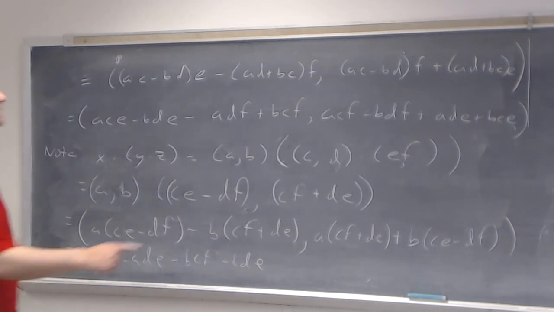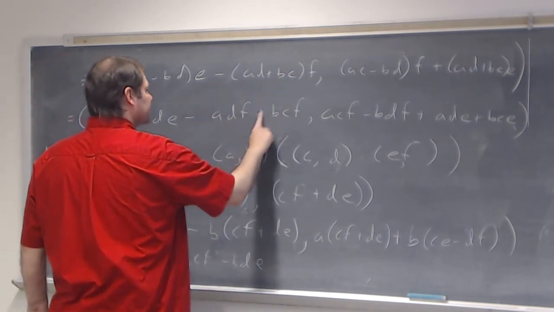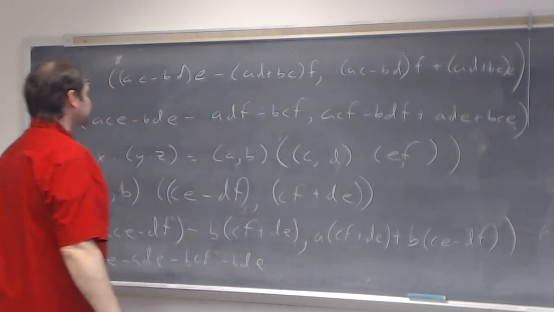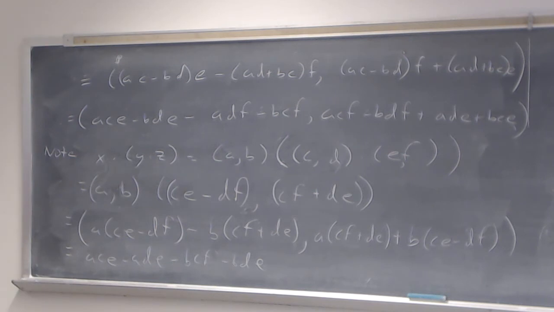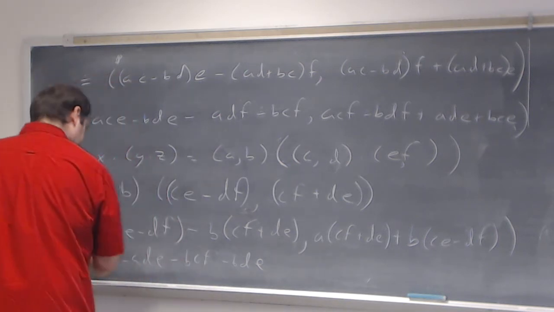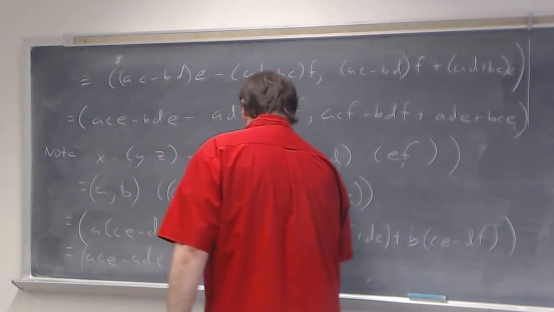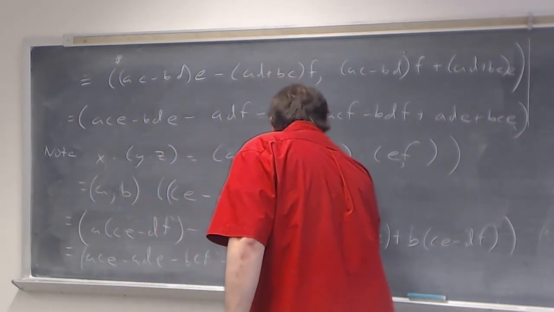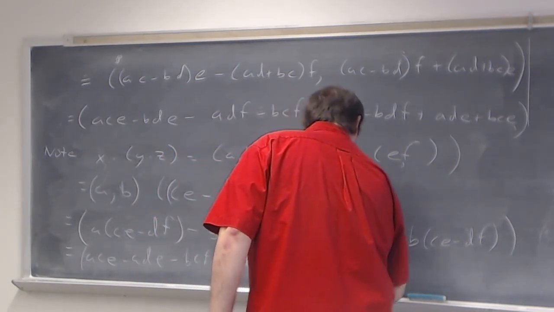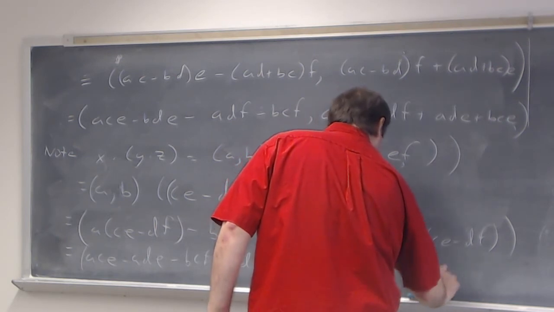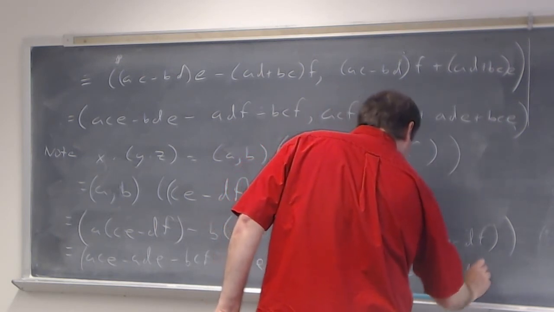And I made a mistake here. This minus goes with this, so this should be a minus up here. Made a mistake. So make that correction. And so that's what we have. Remember, this is a tuple. There's a comma. Here, this is going to be ACF plus ADE plus BCE minus BDF.